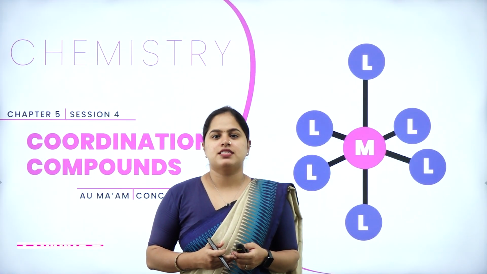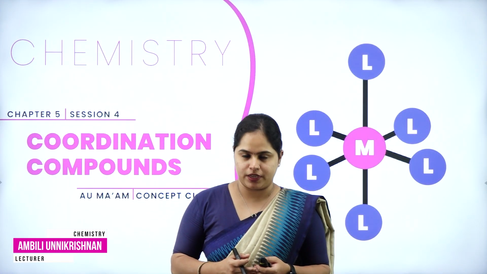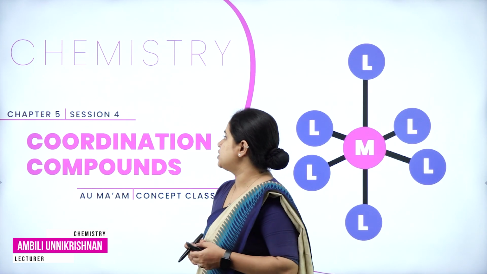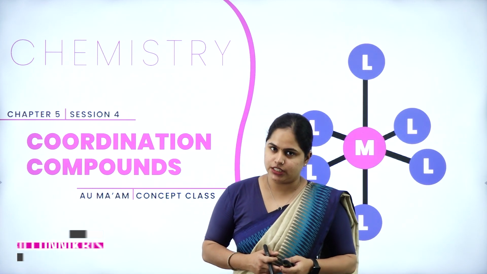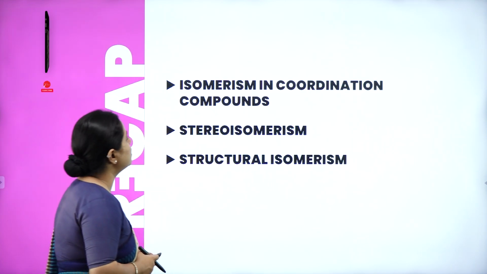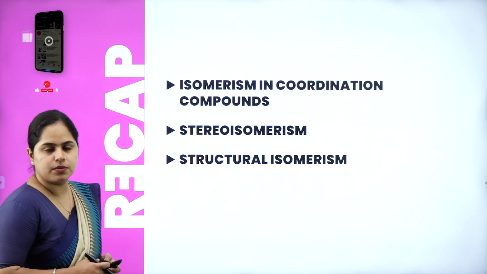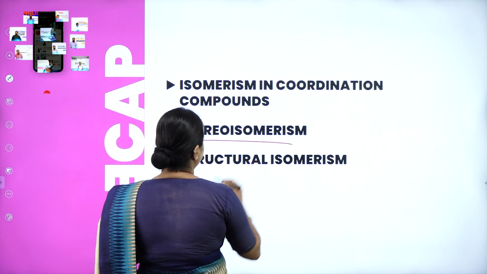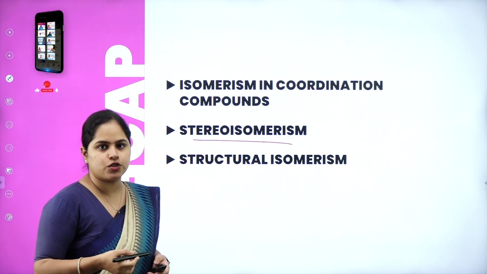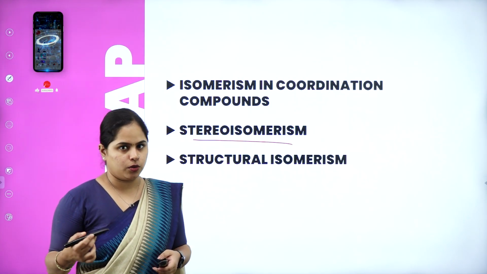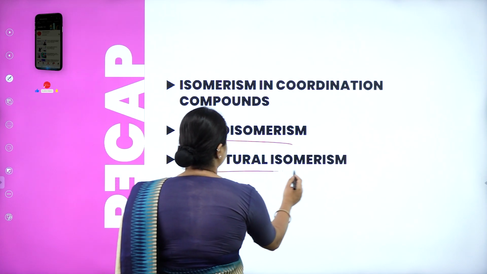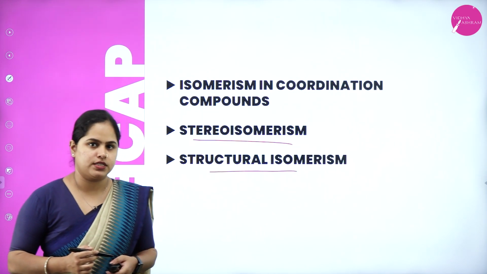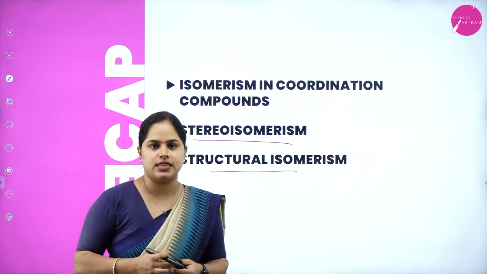Hello everyone, this is Ambli Unnikrishnan from the Department of Chemistry. So today we are back with session 4 of the chapter Coordination Compounds. In the last session, we discussed isomerism in coordination compounds, and in detail we studied stereoisomerism, the different types of stereoisomerism, geometrical and optical, as well as the different types of structural isomerism, and the various examples for that.